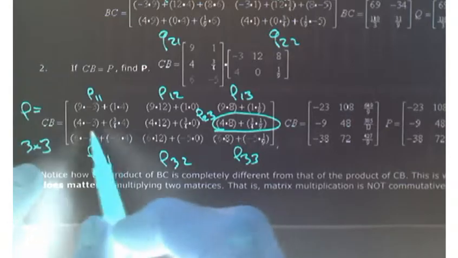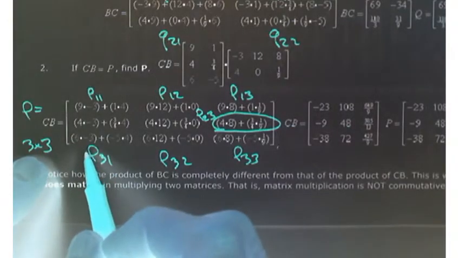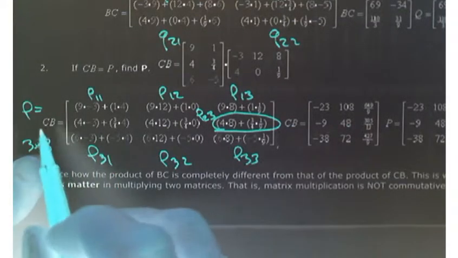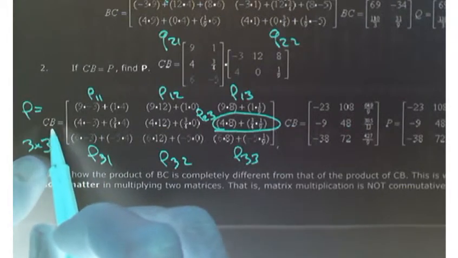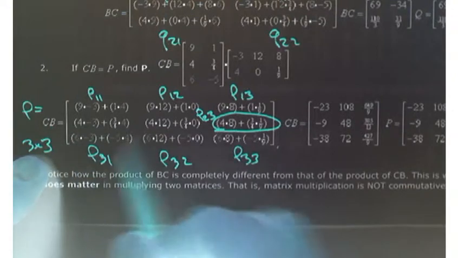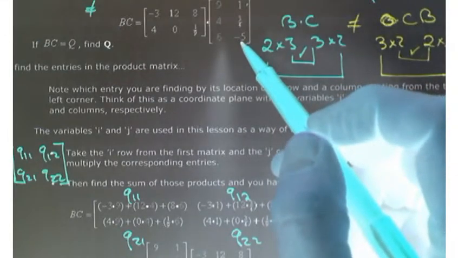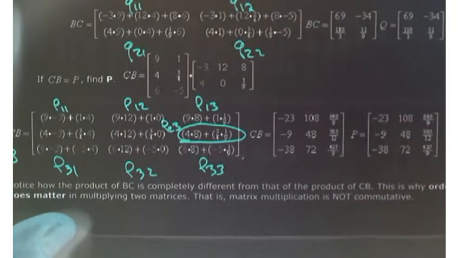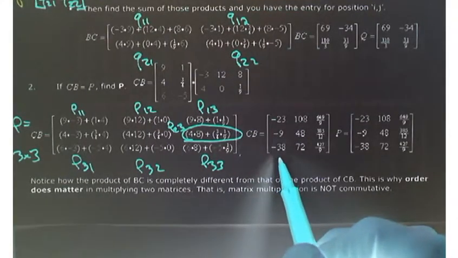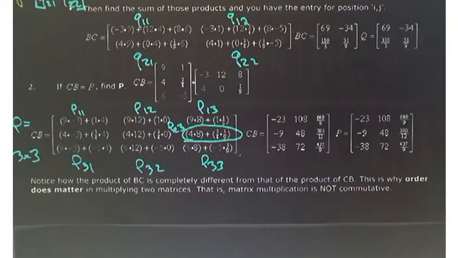Okay, so let's take a look at P31. Since you're multiplying C times B in this case, I want the third row of C times the first column of B. So third row from C times the first column of B. I should end up with 6 times -3 plus -5 times 4. If you do the arithmetic out, you'll end up with -38, and so on.